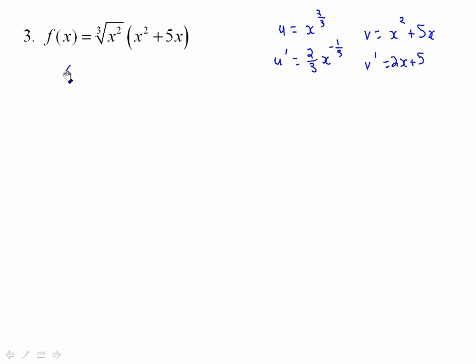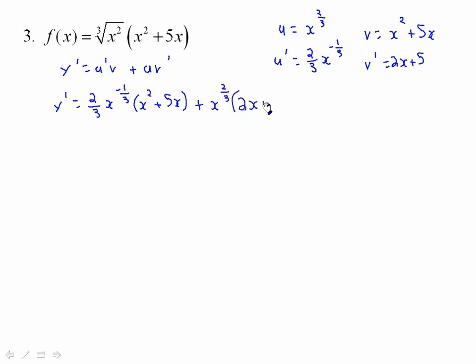And as we know, y prime is equal to u prime v plus u v prime. So y prime is equal to u prime, which is 2/3 x to the negative 1/3 times v, which is x squared plus 5x, plus u, which is x to the 2/3, multiplied by v prime, which is 2x plus 5.